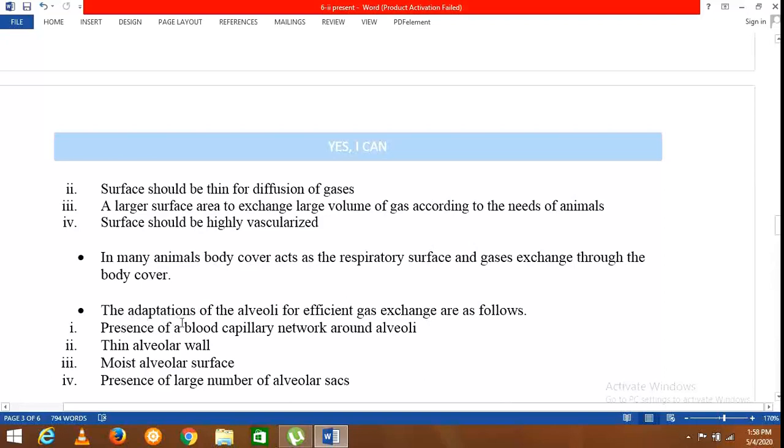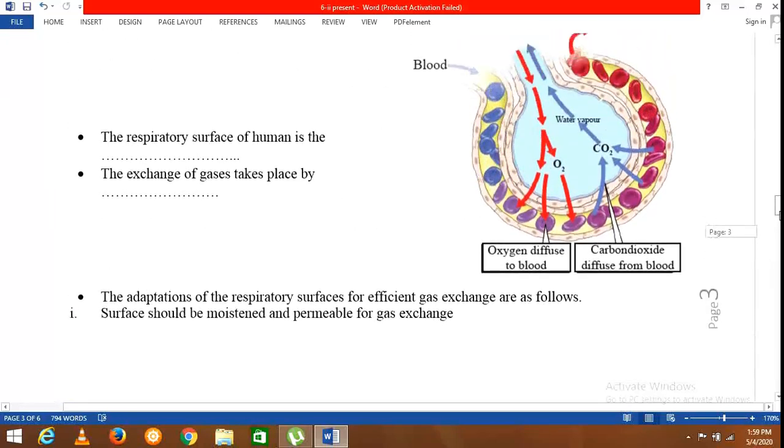So, if we consider the adaptations of alveoli for efficient gas exchange: presence of blood capillary network around alveoli, presence of a thin alveolar wall, moist alveolar surface because of the presence of mucus, and presence of a large number of alveolar sacs to increase the surface area for the exchange of gases. So far we have discussed the external gaseous exchange and the gas exchange which occurs in alveoli.